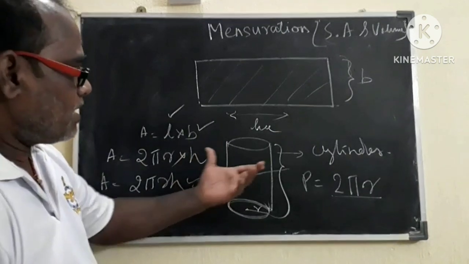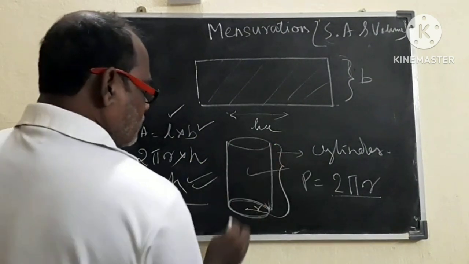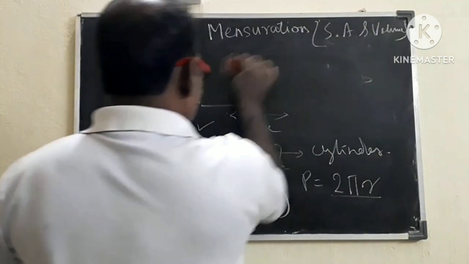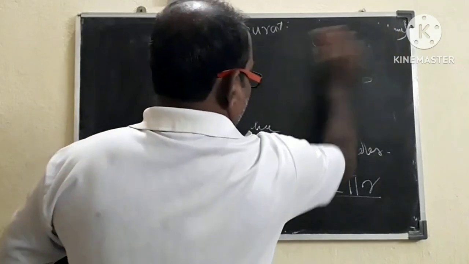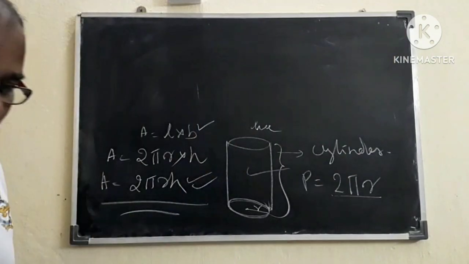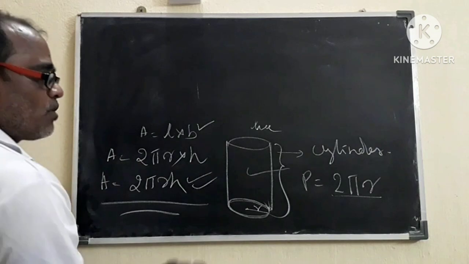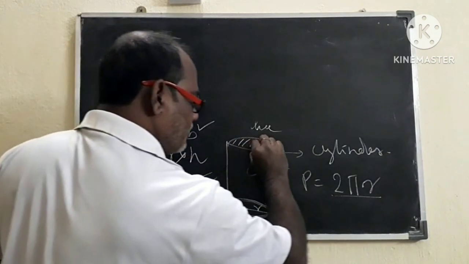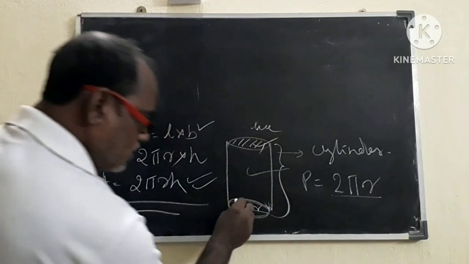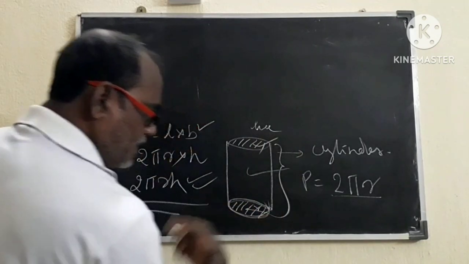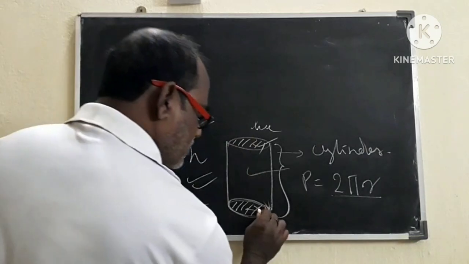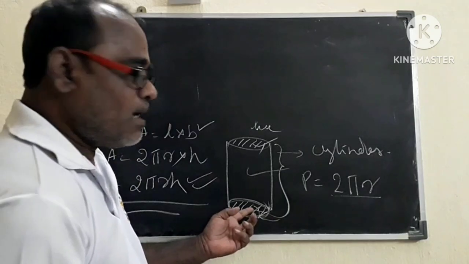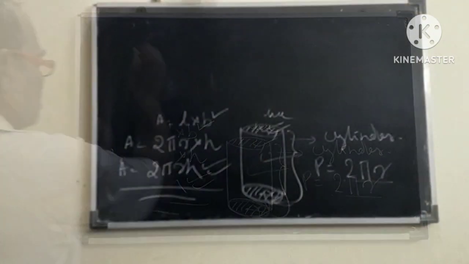Okay my dear, let us go with the next. So this is the curved surface area. Now let us see total surface area of this cylinder. The upper portion is in the shape of circle, so the area of this circle is pi r square. Also this is the bottom place of the cylinder, so this is also in the form of circle. The area of this circle is pi r square, and this is pi r square. So total.